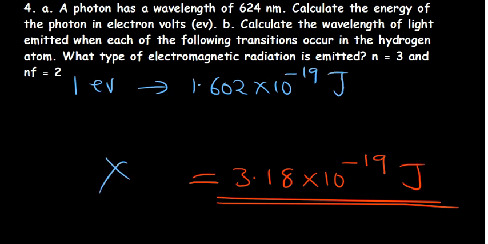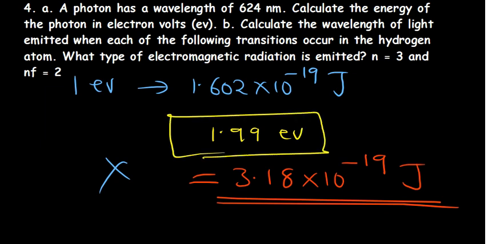So you can put x here to represent the volts. We're just going to divide by that value, so divide by 1.602 times 10 to the power negative 19. That's giving me a value of 1.99 electron volts. So that's how you deal with these conversions.